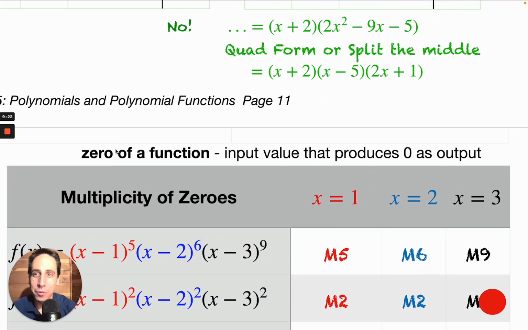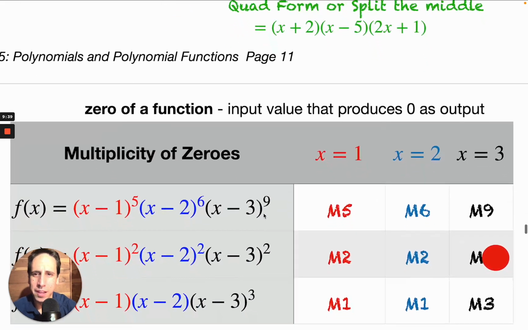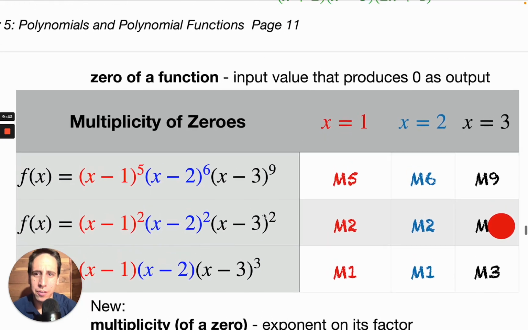I want to remind you what the 0 of a function is. The 0 of a function is an input value that produces 0 as an output. So I'm giving a new term here, the multiplicity of zeros. And I'm not going to define it. I'm just going to show you what it looks like first.